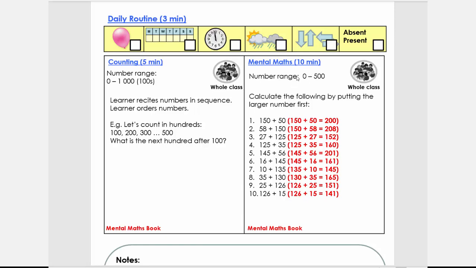Then with our mental mathematics, what we're going to do is add these numbers. Remember to put the larger number first. You're going to pause. The learner is going to answer it. Please ask it orally and let them also answer it orally. And then you can pause. Welcome back. You can now look at the answers and you can support your child.